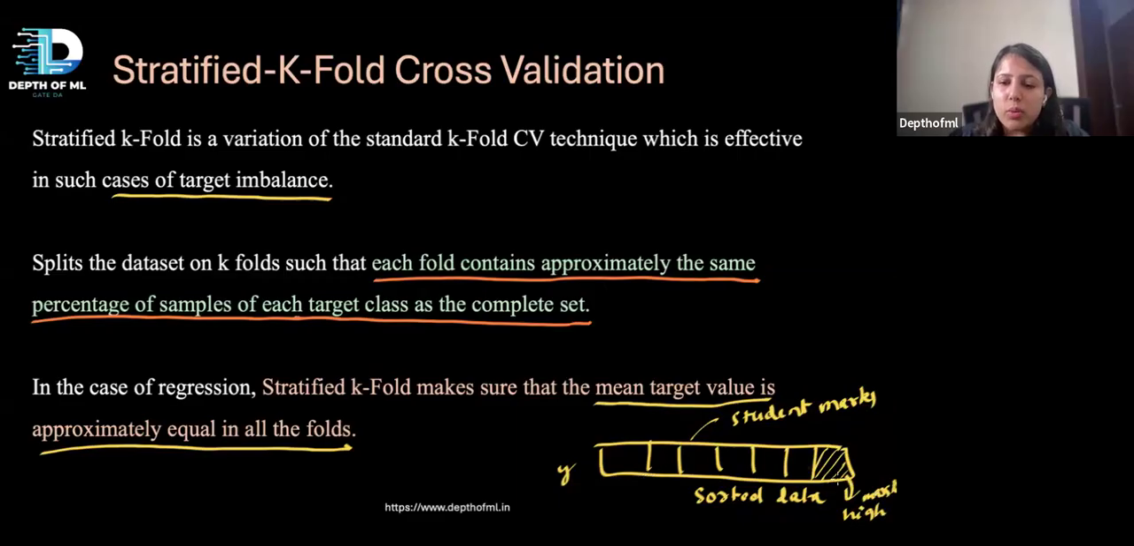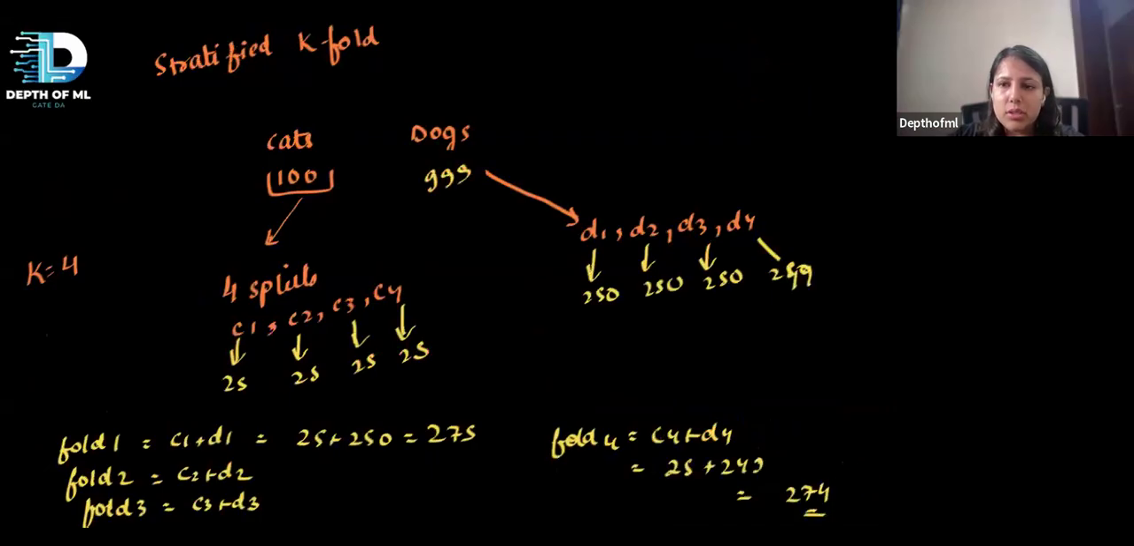So what you'll do is check what is the mean of this particular split, and of this one, and of this one. If they're not almost equal, you will split it again such that you have the same or almost equal mean of the target variable. Target is basically your student's marks, or y over here. Any y you can take. And you'll try to keep the same mean in every fold. Fine? Clear? Okay. So this is how it is.